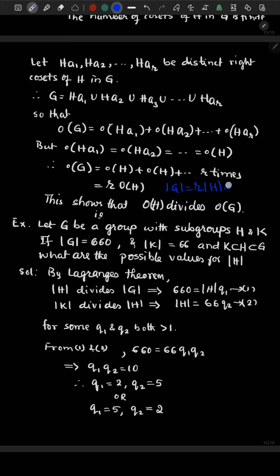So what it implies is the order of H divides the order of G, because the number of elements in G is r times the number of elements in H.